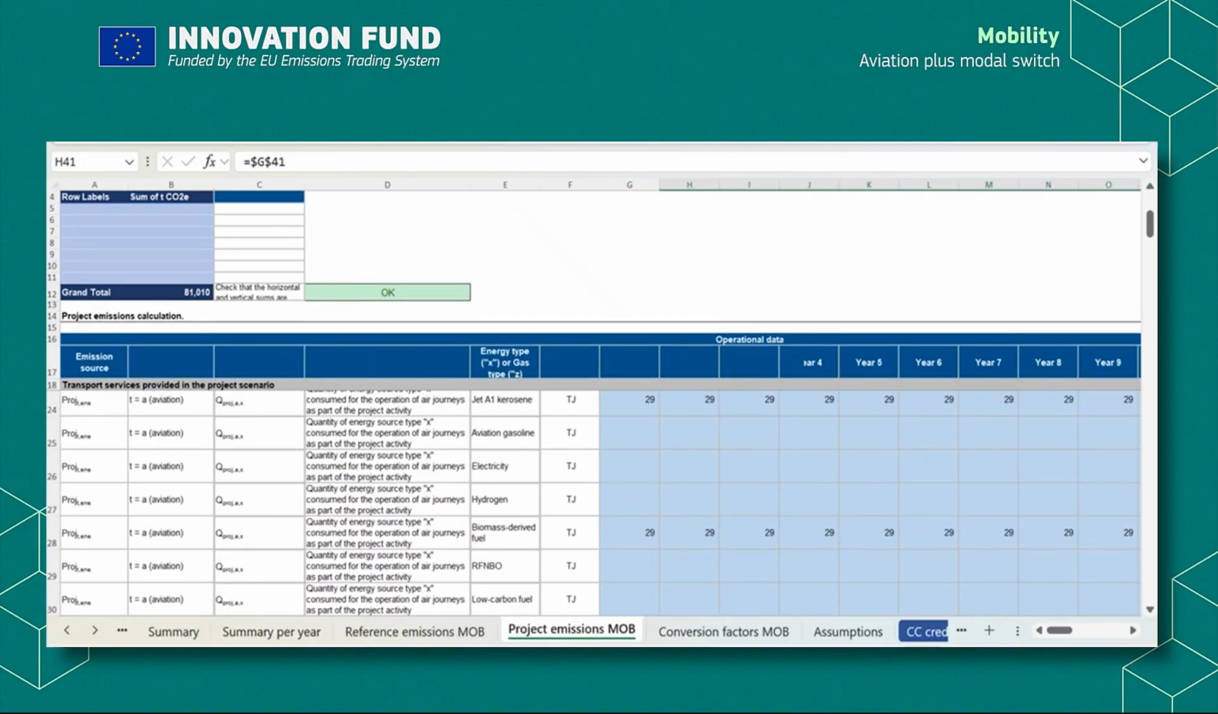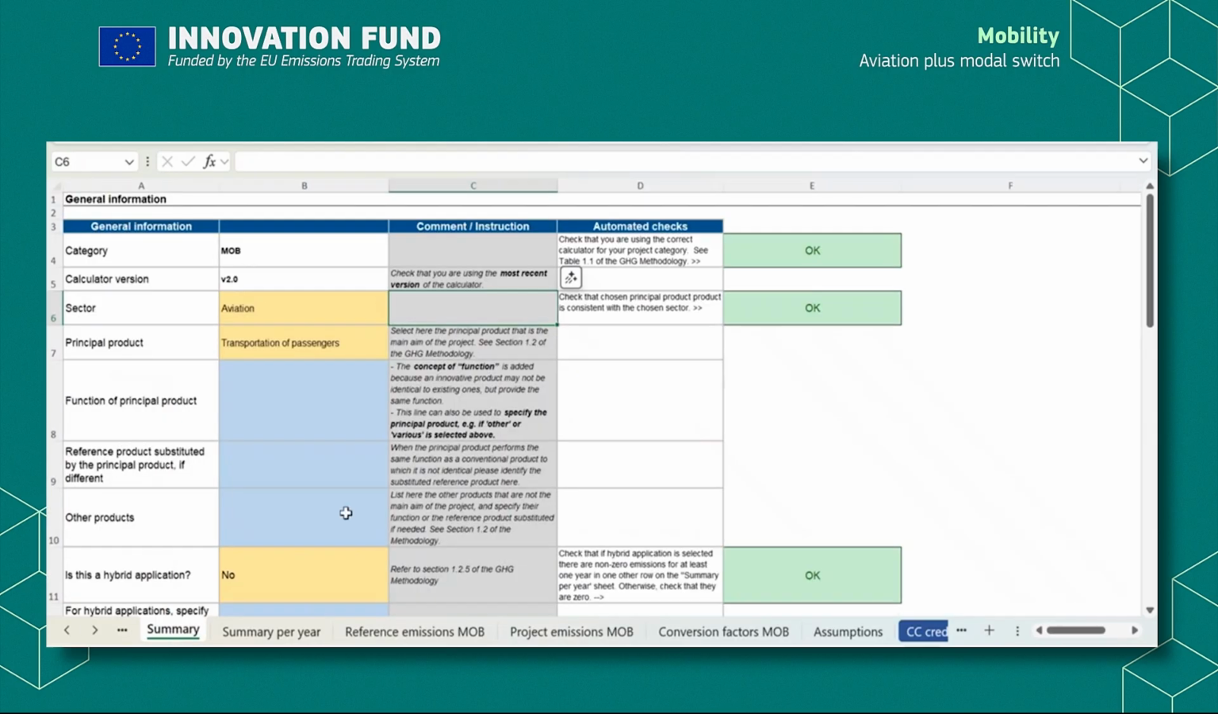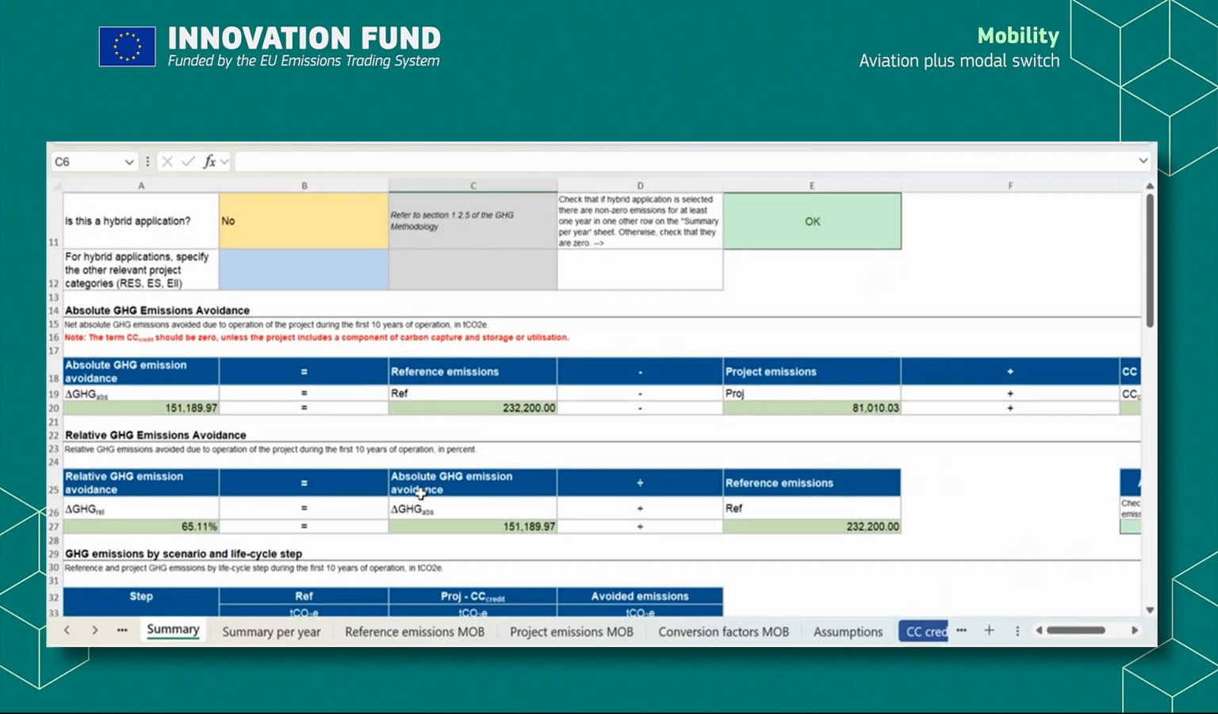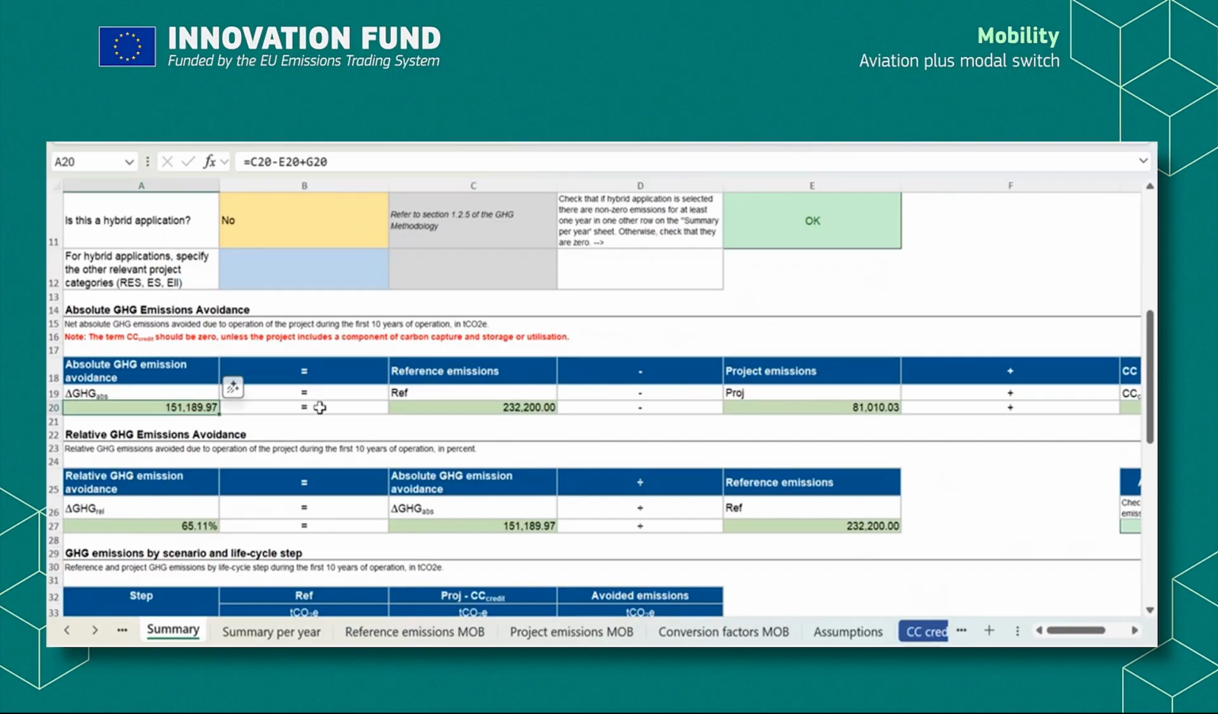Back in the Summary tab, after we have calculated our reference and project emissions, the indicators informing the two GHG emissions avoidance criterion will be automatically calculated by the spreadsheet. These are the absolute GHG emissions avoidance, calculated as the difference between reference and project emissions, and the relative GHG emissions avoidance, calculated by dividing the absolute reductions by the reference emissions.